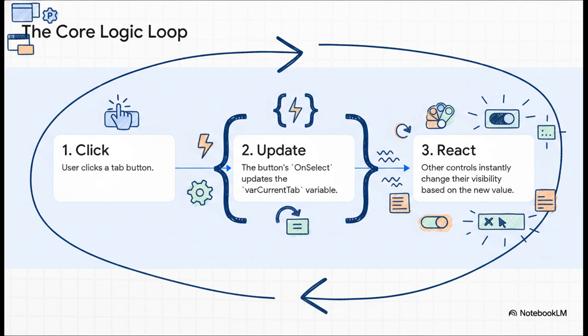And this right here, this is the elegant three-step dance that makes our form come alive. It's a constant loop. First, the user clicks a tab. Second, that action instantly updates our var current tab variable with a new value. And third, everything else on the screen immediately reacts to that change. Fields appear, colors shift, things pop into view. Click, update, react. That is the heartbeat of our dynamic form.